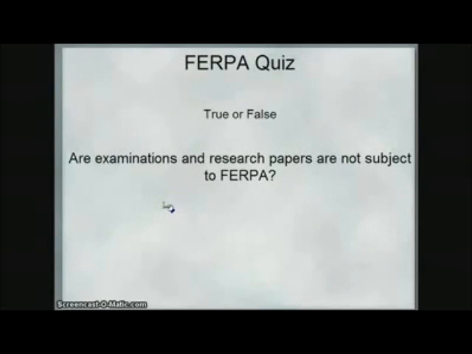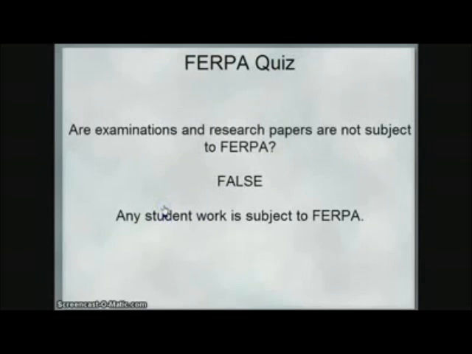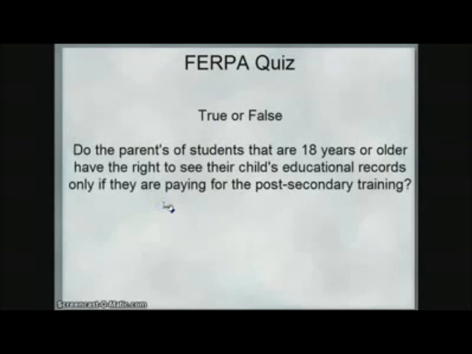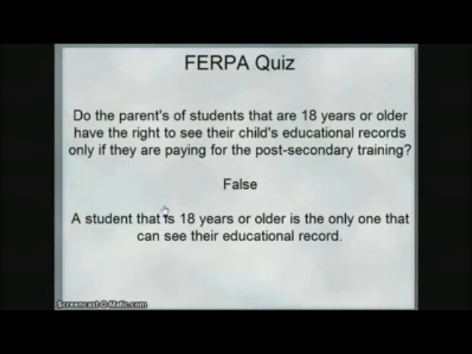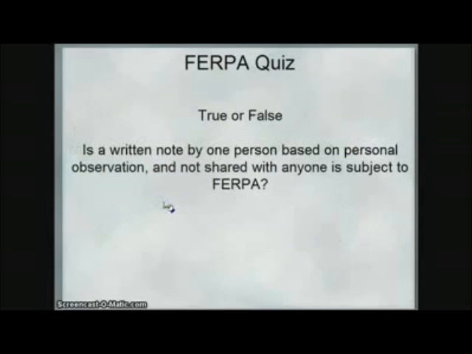True or false? Are examinations and research papers subject to FERPA? Again, false. It's student work and it cannot be released. Do the parents of students that are 18 years or older have the right to see their child's educational records only if they are paying for the post-secondary training? Again, this is false. The student must give you prior written consent for their parents to see their grades.